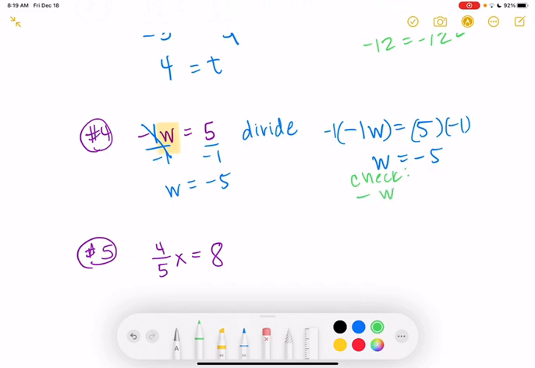So I had negative w equals 5. So negative, I think w is negative 5. And a negative 5 is a positive 5. So checks out.